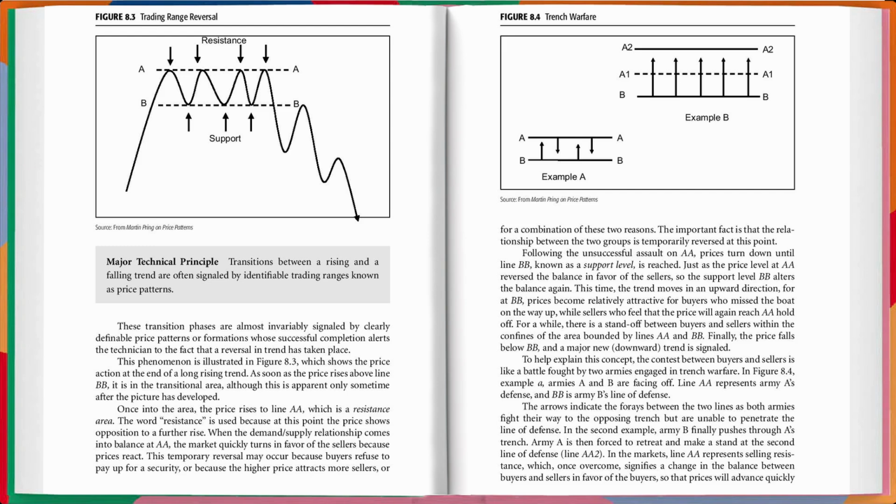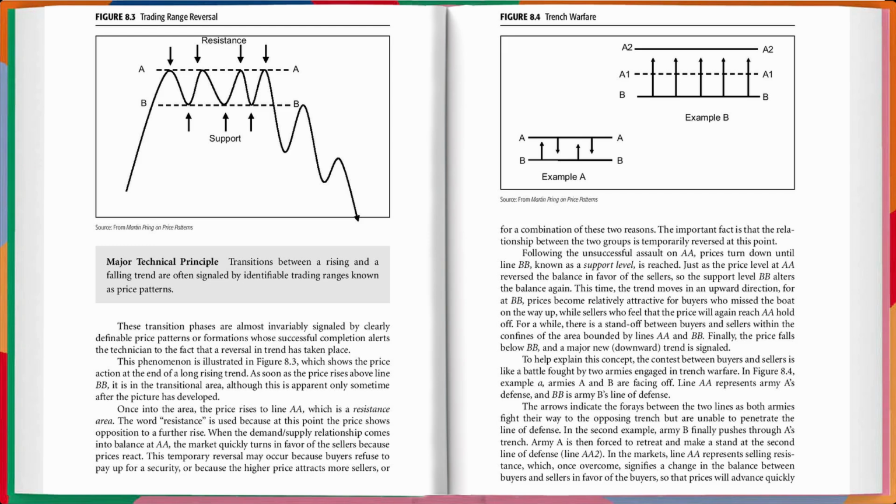Following the unsuccessful assault on AA, prices turn down until line BB, known as a support level, is reached. Just as the price level at AA reversed the balance in favor of the sellers, so the support level BB alters the balance again. This time, the trend moves in an upward direction, for at BB, prices become relatively attractive for buyers who miss the boat on the way up, while sellers who feel that the price will again reach AA hold off. For a while, there is a standoff between buyers and sellers within the confines of the area bounded by lines AA and BB.